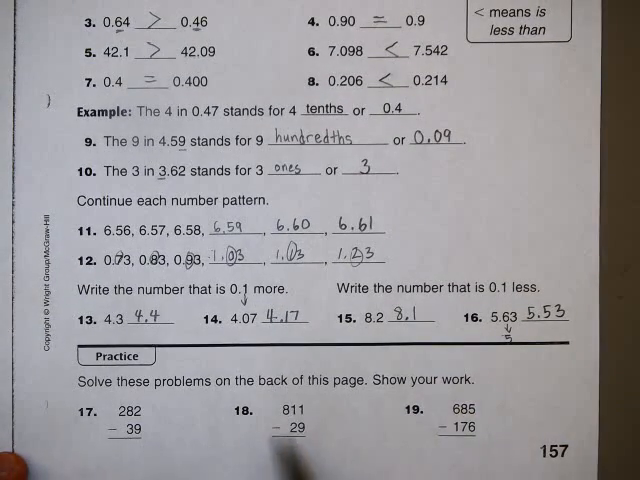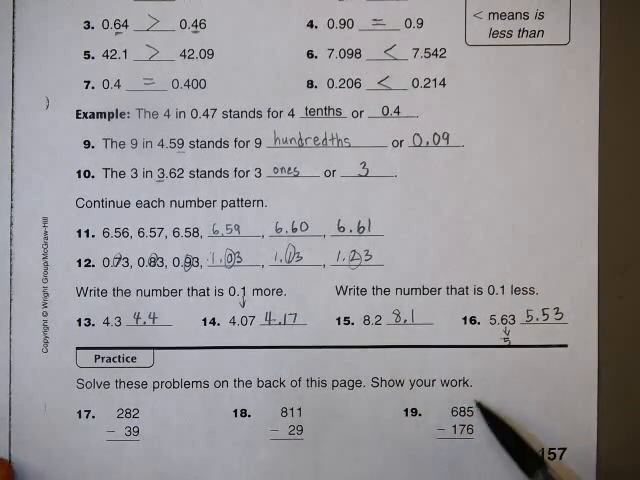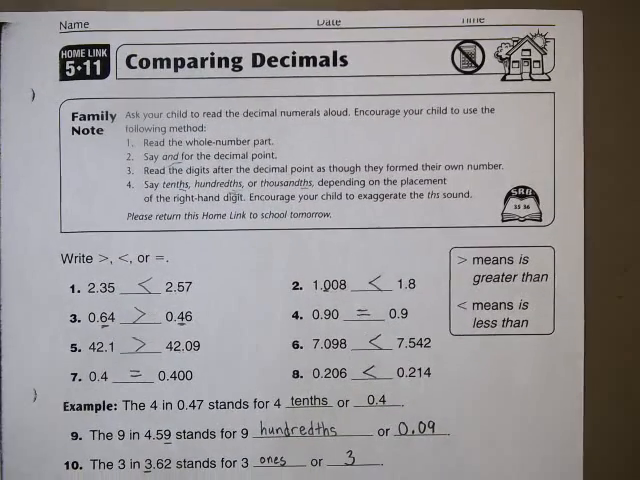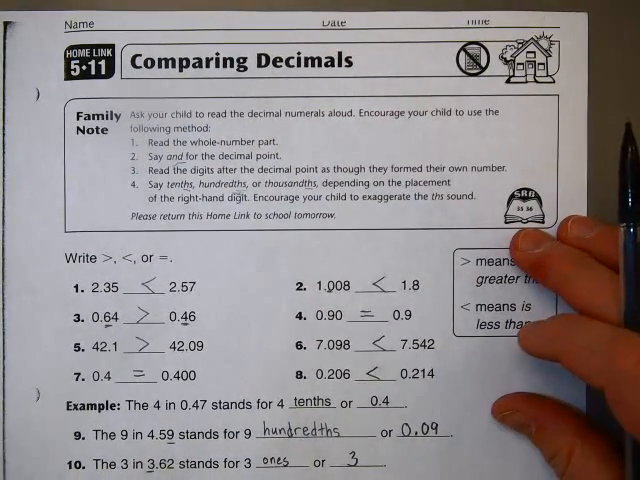Then there are some extra subtraction problems to try on the back of the page, and please show your work. This is Homelink 511, comparing decimals.